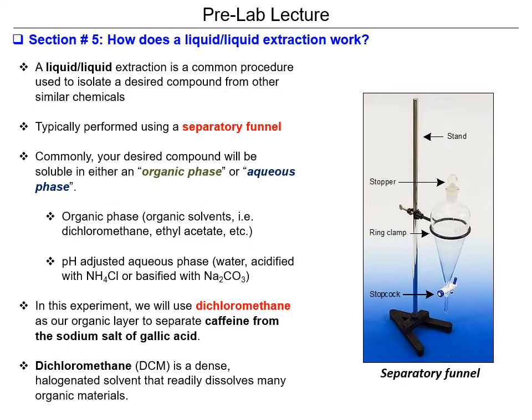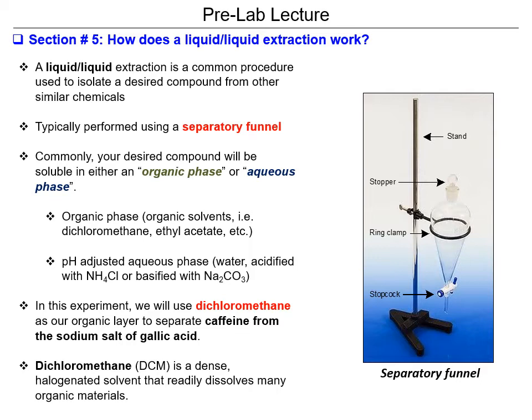Another form of extraction is liquid-liquid extraction. A liquid-liquid extraction is a common laboratory procedure used to isolate a desired compound from other similar chemicals. This is typically performed using a separatory funnel. Pictured to the right is a separatory funnel sitting in a ring clamp connected to a ring stand. At the top of the funnel is a stopper to close the funnel, and at the bottom is a stopcock to open the funnel. The stopcock is used to drain the denser liquid when performing an extraction.